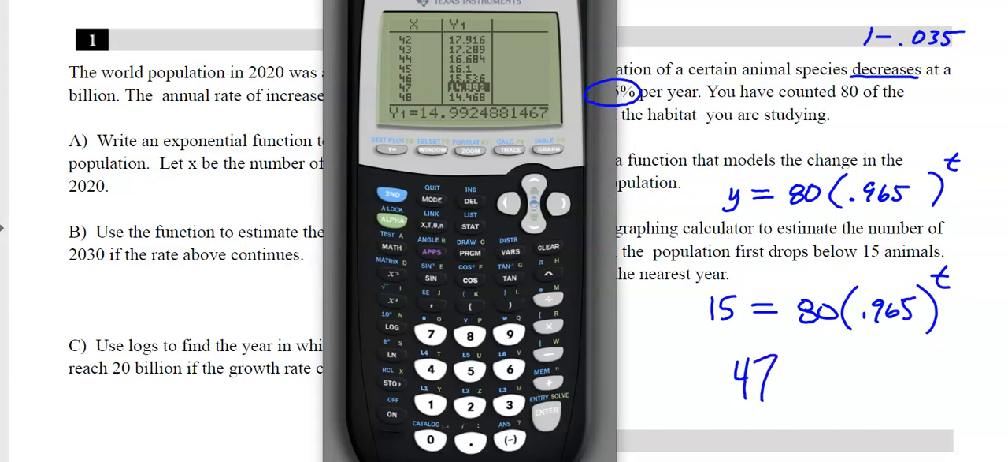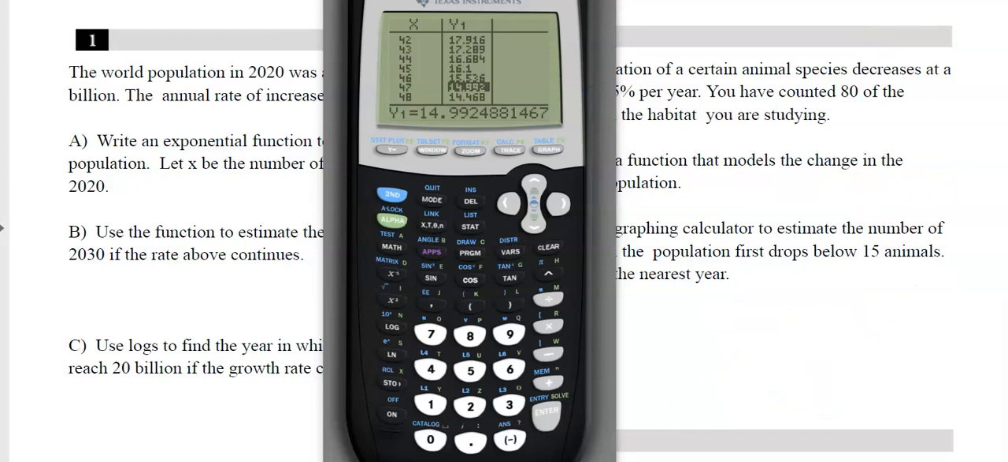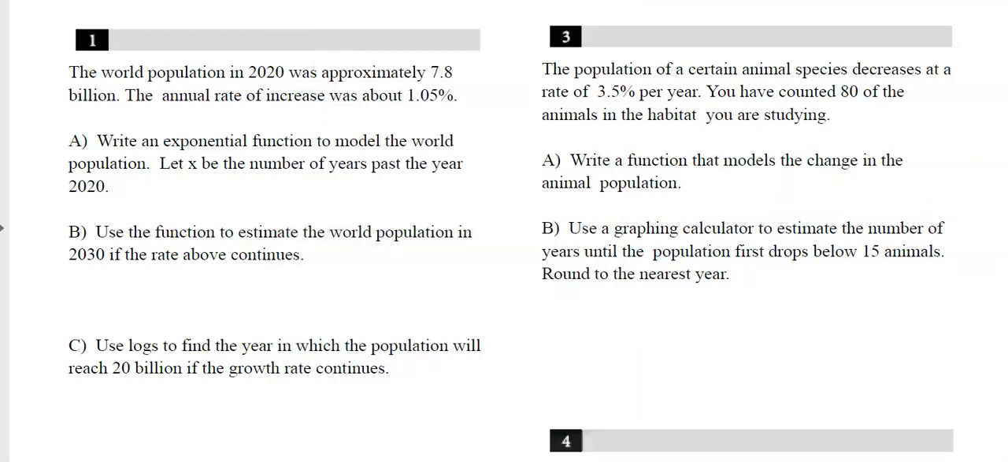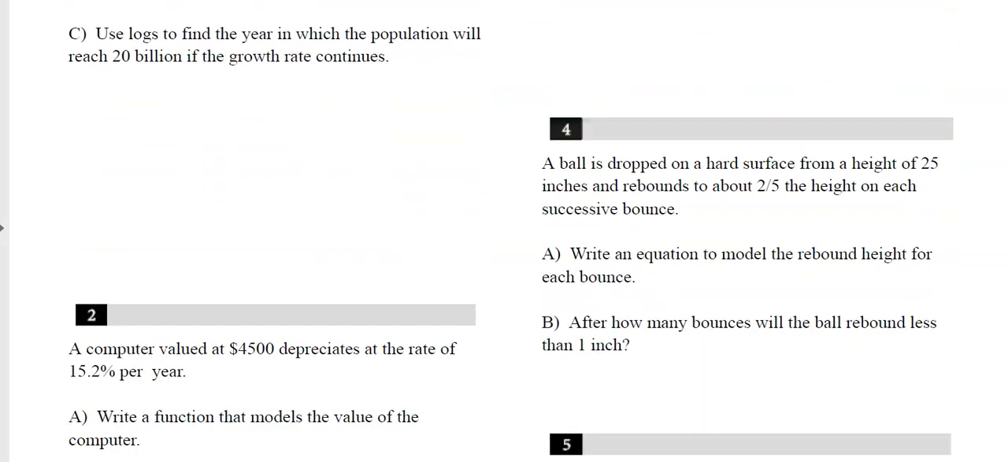So t equals 47 years, and we will be down to only 15 animals left. All right, moving on down.